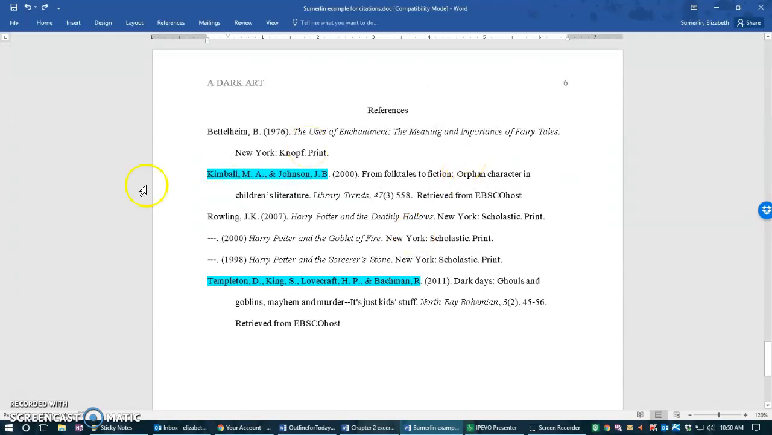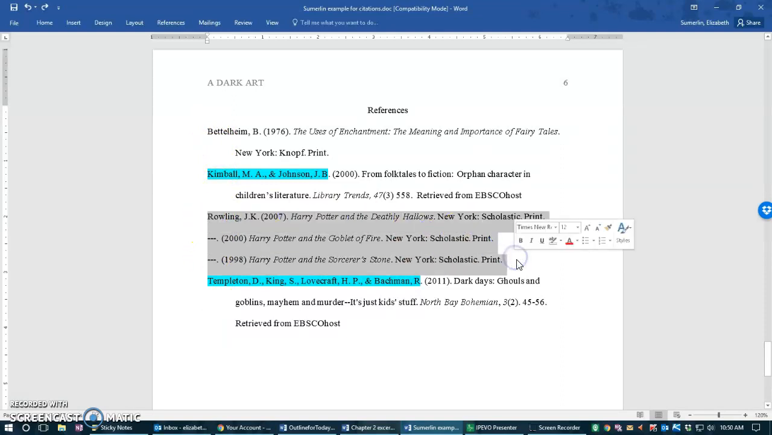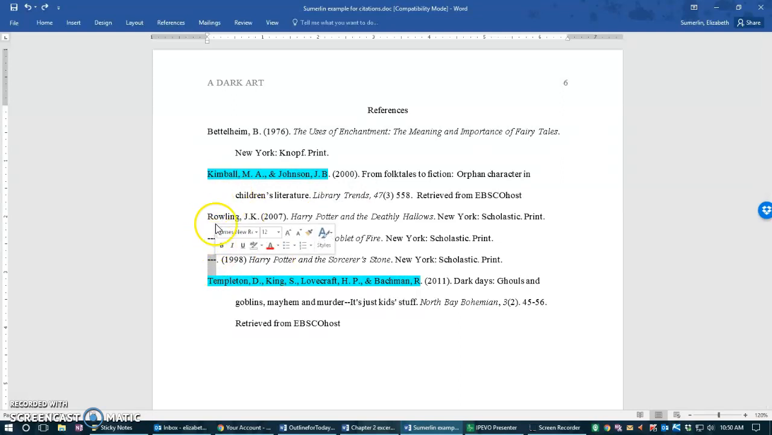So if I scroll all the way down to my references page, those are some of the things I'm looking at. You might notice at the beginning these are in alphabetical order. What are the dashes? If you have an article that is written by the same person, for instance, Rowling wrote Harry Potter and the Deathly Hallows, she wrote Harry Potter and the Goblet of Fire, she wrote Harry Potter and the Sorcerer's Stone, you do not write their name three times. Instead, you write their name the first time and then dashes to indicate that it's all the same author.